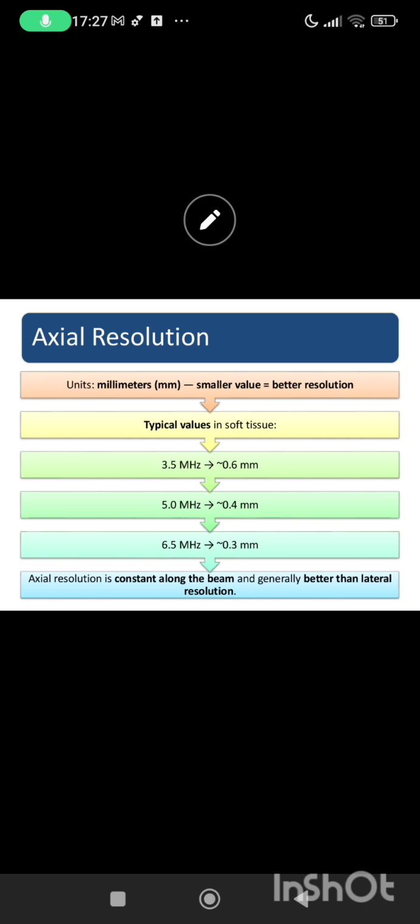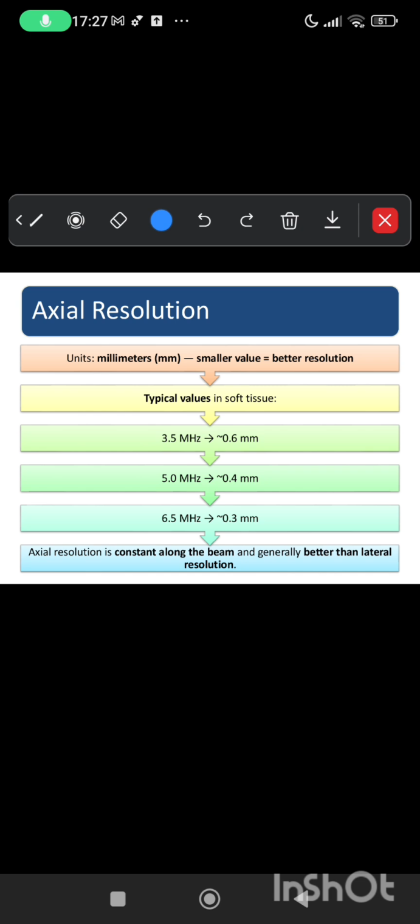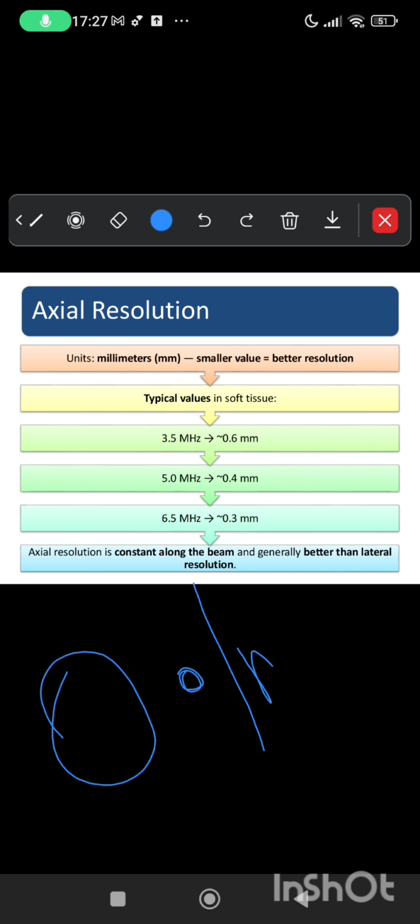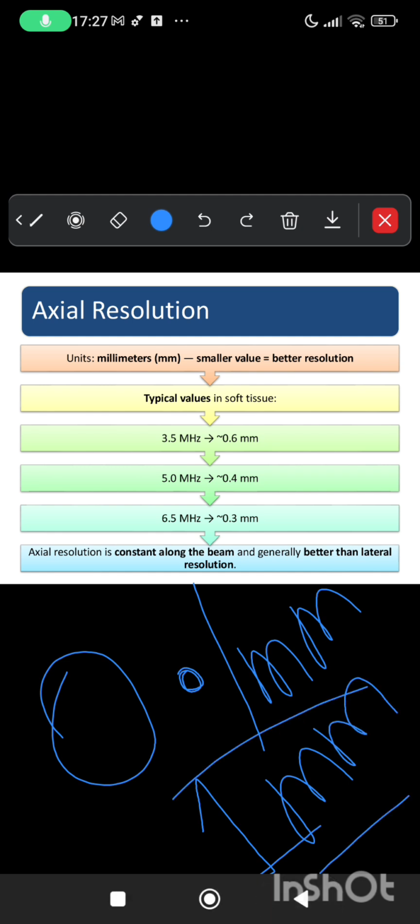So Tesween, what do you think? Which is a better axial resolution, 0.1 mm or 1 mm? 0.1. Yes, because the smaller the value, the better the resolution. So, for good resolution, should SPL be increased or decreased? SPL should be reduced. Yes, because reduced SPL means the axial resolution value will be small, and a small value means good resolution.